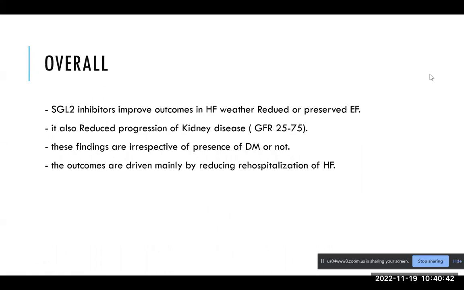So overall, to just summarize these trials, SGLT2 inhibitors improve outcomes in heart failure with a reduced or preserved ejection fraction. So EMPEROR-Reduced, EMPEROR-Preserved, all showed good outcome. It also reduces the progression of kidney disease. The GFR should be between 25 and 75. That's what was tried in the trials. And these findings are irrespective of presence of diabetes or not. And the outcomes are driven mainly by reducing rehospitalization for heart failure.